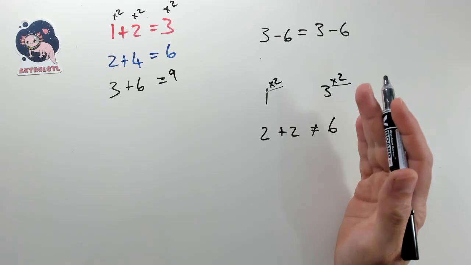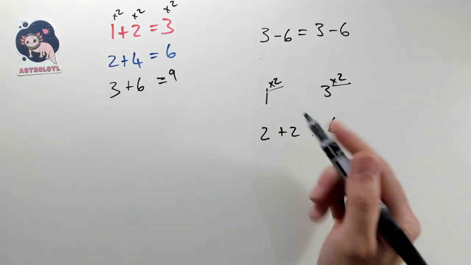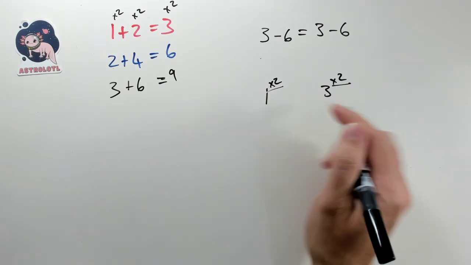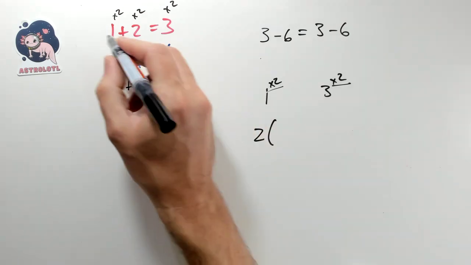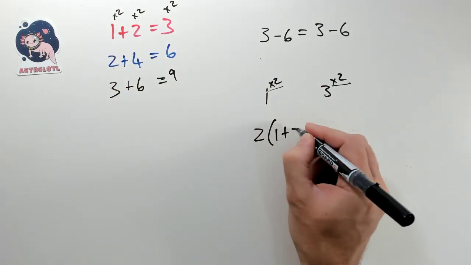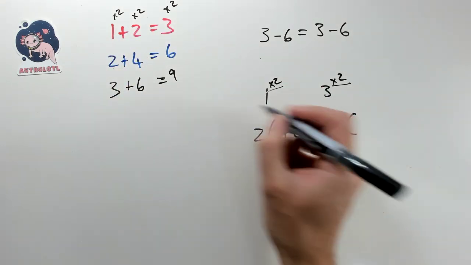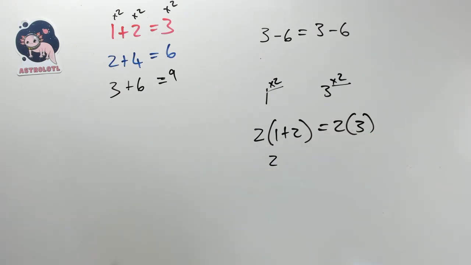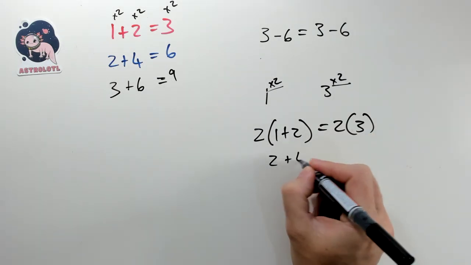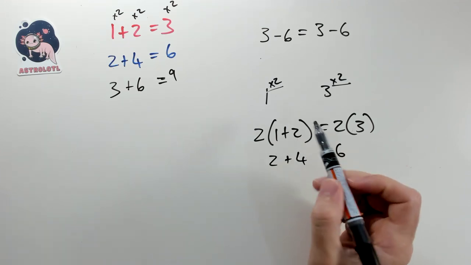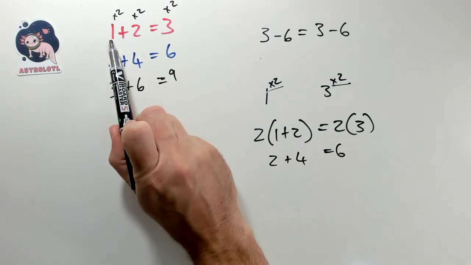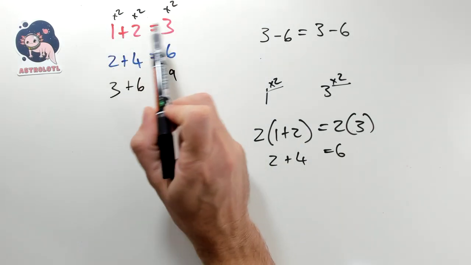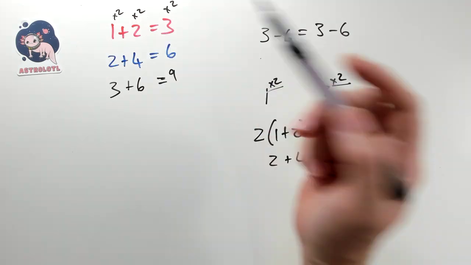But the thing is, you didn't multiply everything on the left side. So if you wanted to do this correctly, you say 2 times everything here, 1 plus 2, and 2 times everything here, which is 3. And then you'd see 2 times 1 is 2, plus 4 is equal to 6. So it's very important that you multiply or do the same with every single term when we multiply or divide.